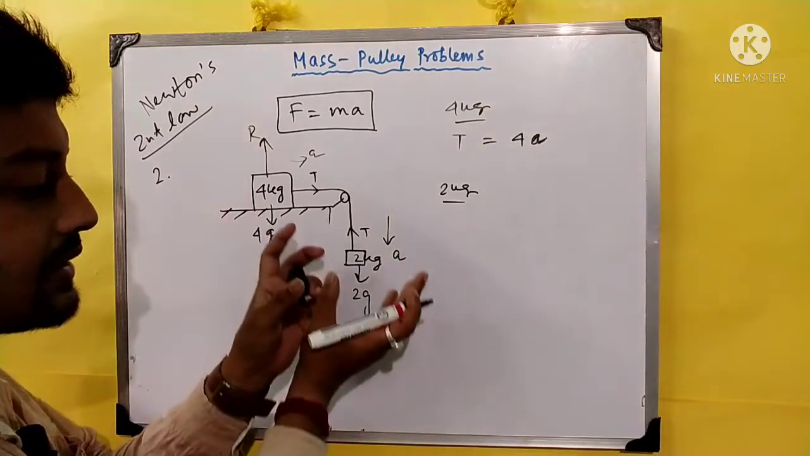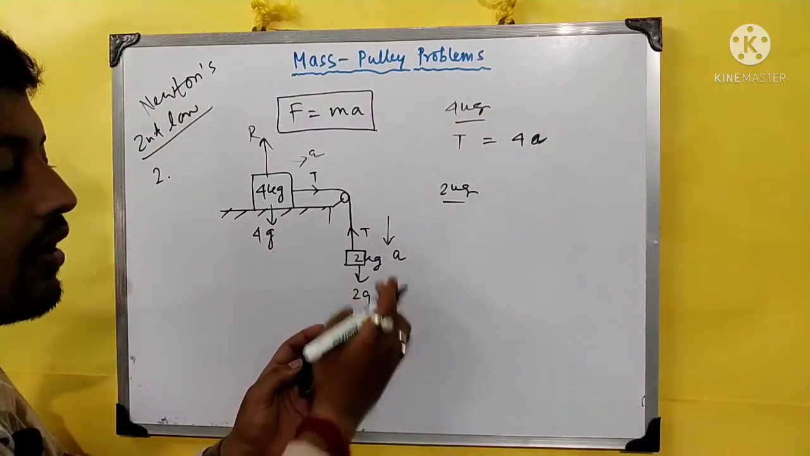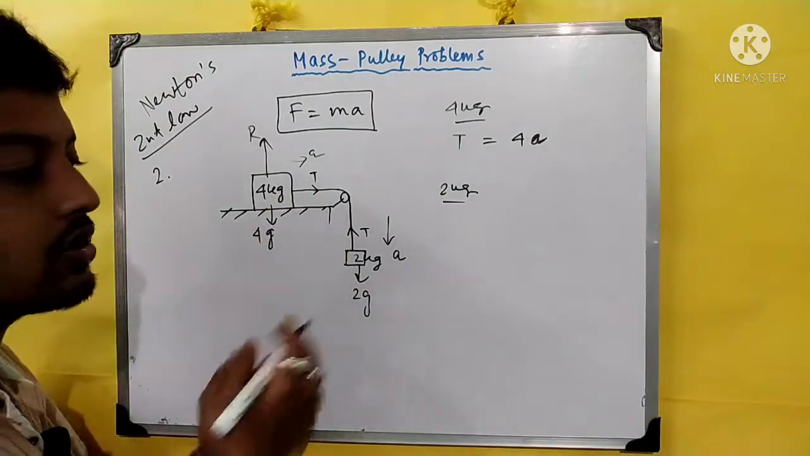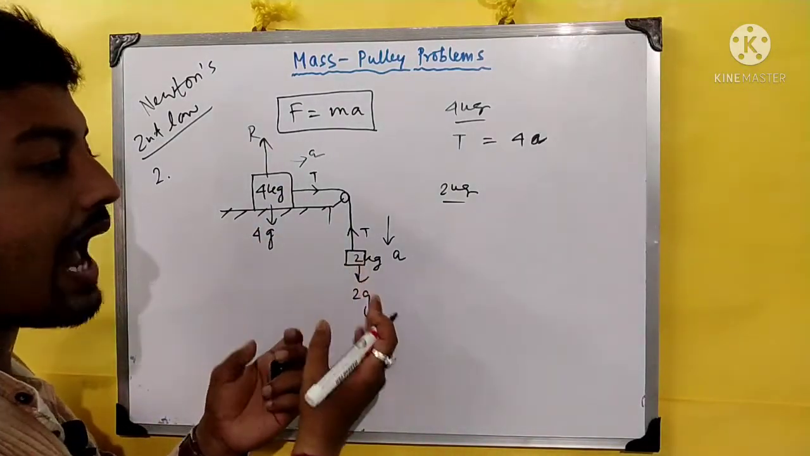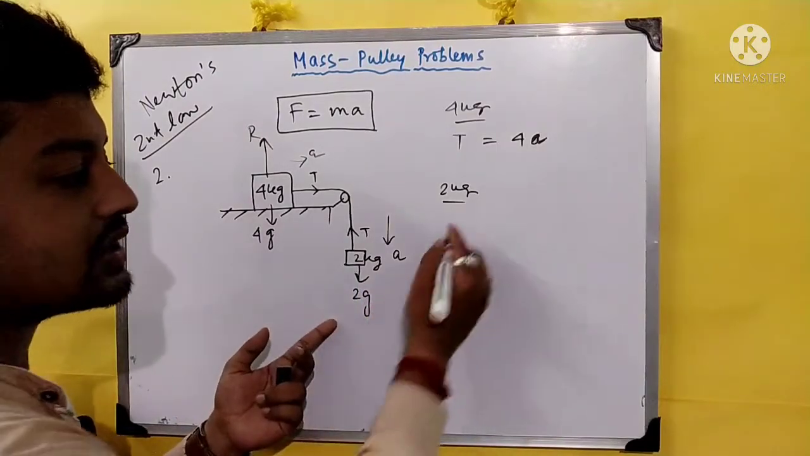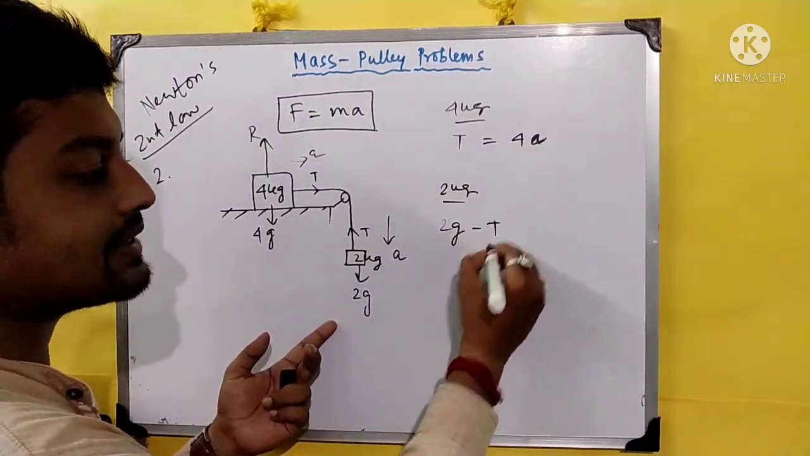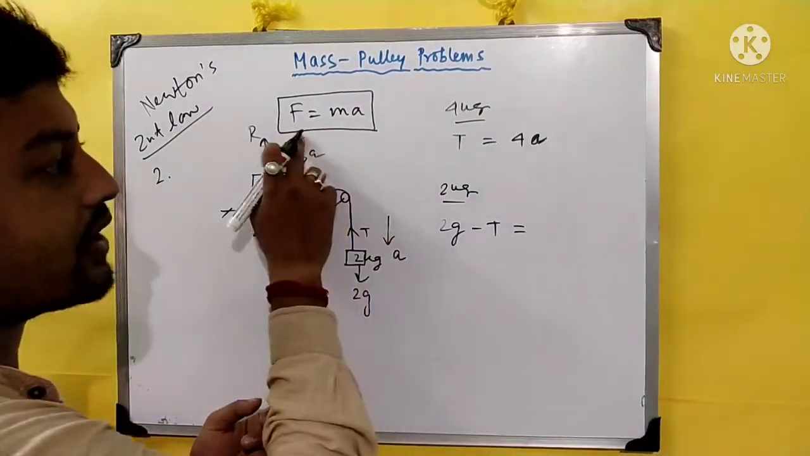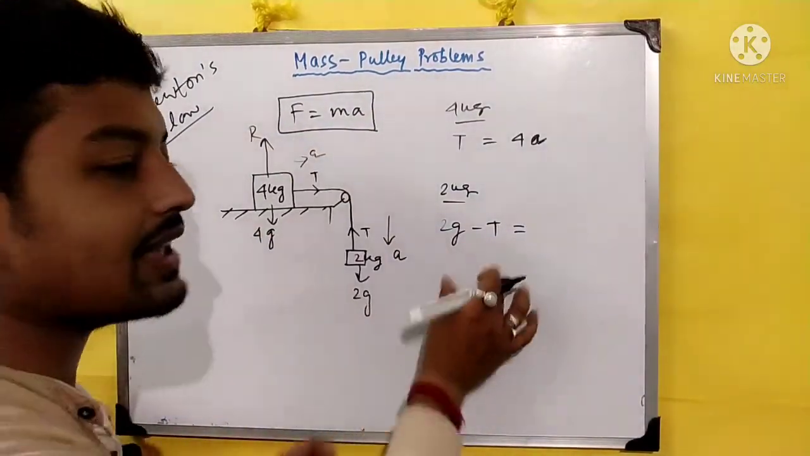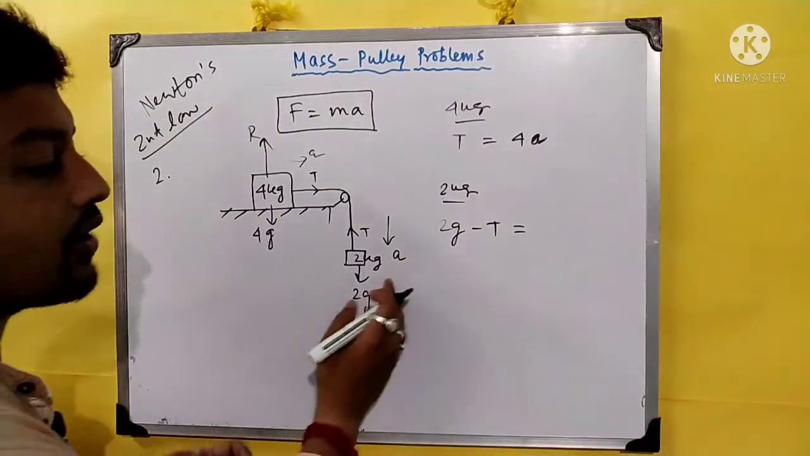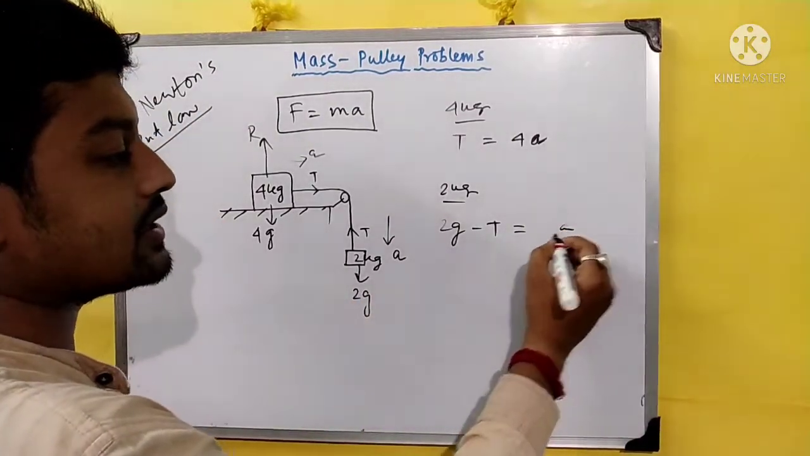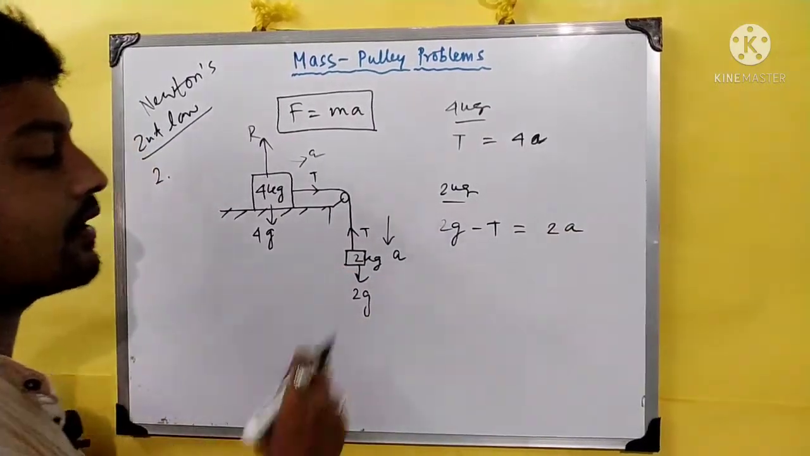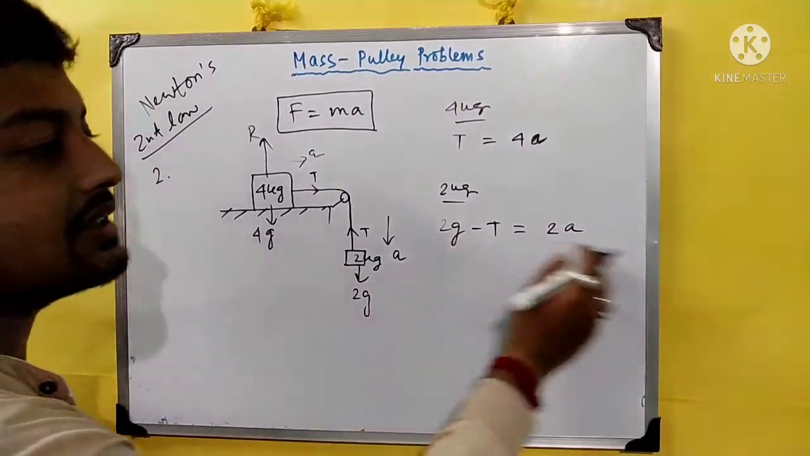See, the weight is going downward in the direction of the acceleration. This tension is opposite, so you have to take this tension as negative. You have to take 2g as positive minus T, that is the effective force, F equals ma. We have to write it in the form of F equals ma. 2g minus T is the effective force, and the acceleration a is multiplied by the mass, which is 2 kg, so 2a. So these are two equations.